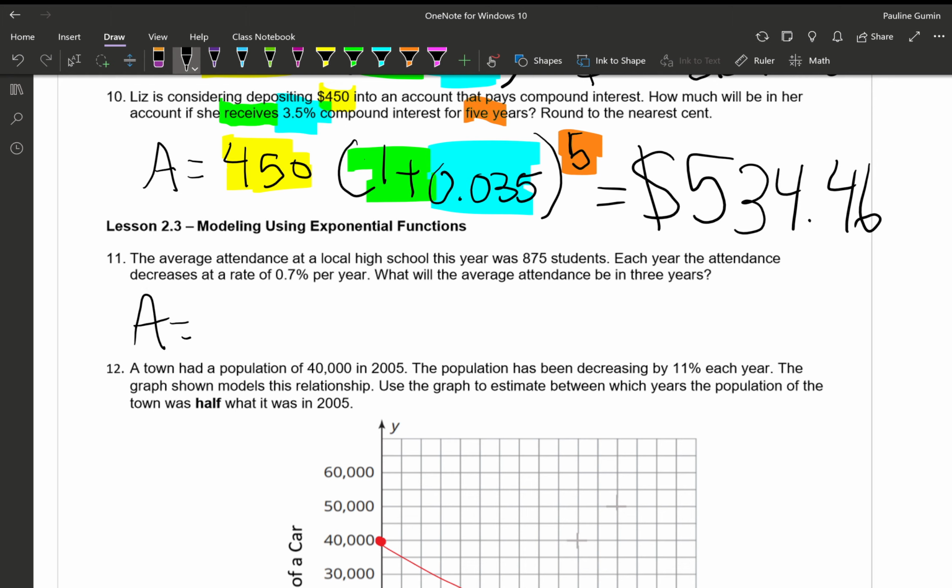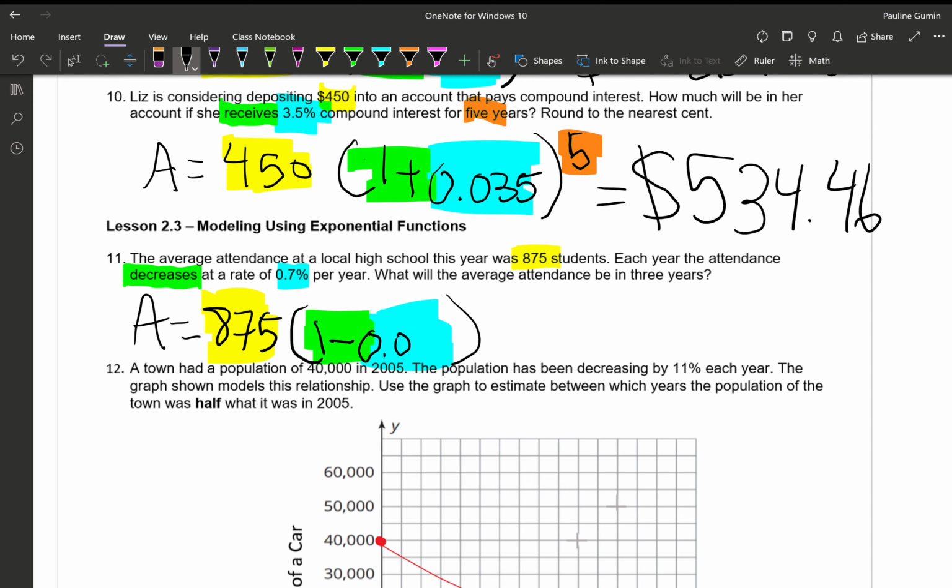Okay, start in the same way. We start with 875 students. We are decreasing, so that's a decay function. So we're going to have 1 minus 0.7 as a decimal, which I get by doing 0.7 divided by 100, and that's 0.007. And we raise it to the power of 3 because we're looking for 3 school years.